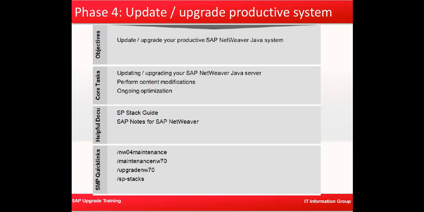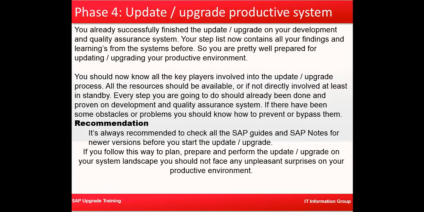Okay, phase 4 is basically the production system upgrade. You have already successfully finished the upgrade of your dev and QA systems. Your step list now contains all your findings and learnings for your particular environment and the particular version that we are upgrading. By now you should know all the key players involved in the upgrade process. All the resources should be available, or if not directly involved, at least on standby. Every step you are going to perform should already have been done or proven on your development system and quality system. So whatever is tested, tried, and proven will be applied to your production system.